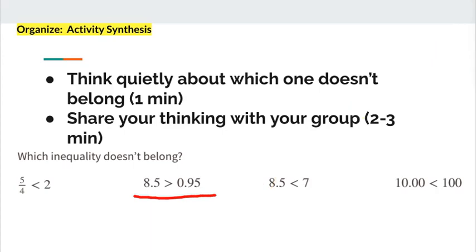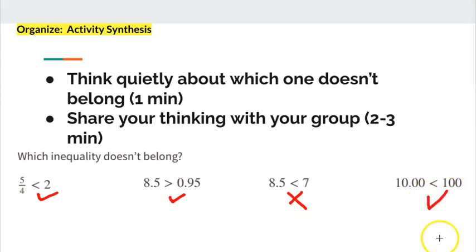Anything else? Yeah, there's also some other things too, right? This one shows a greater than, but this one is actually accurate. The other one's accurate. Yeah, this one isn't. This says that 5/4 is less than 2. Actually, it is, so that works. What about here? 8 and 5/10 is less than 7? No, that doesn't work. What about 10 and 0/100 is less than 100?